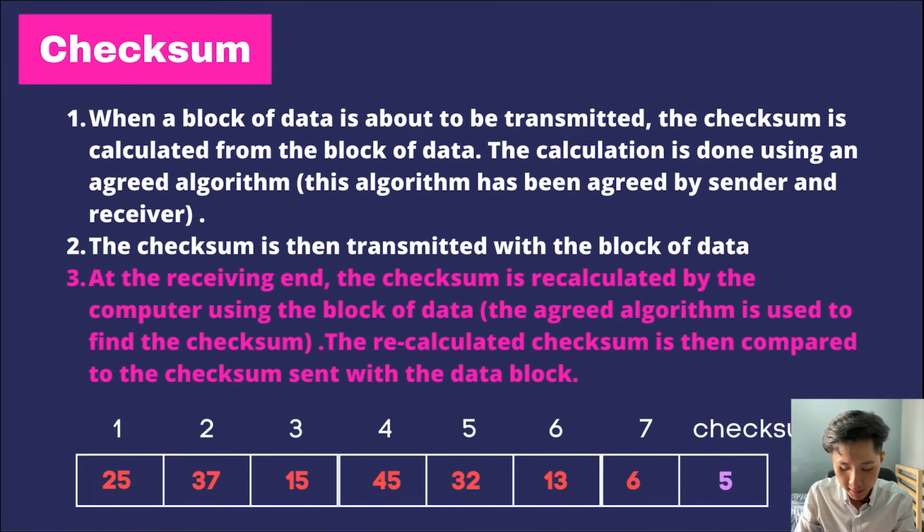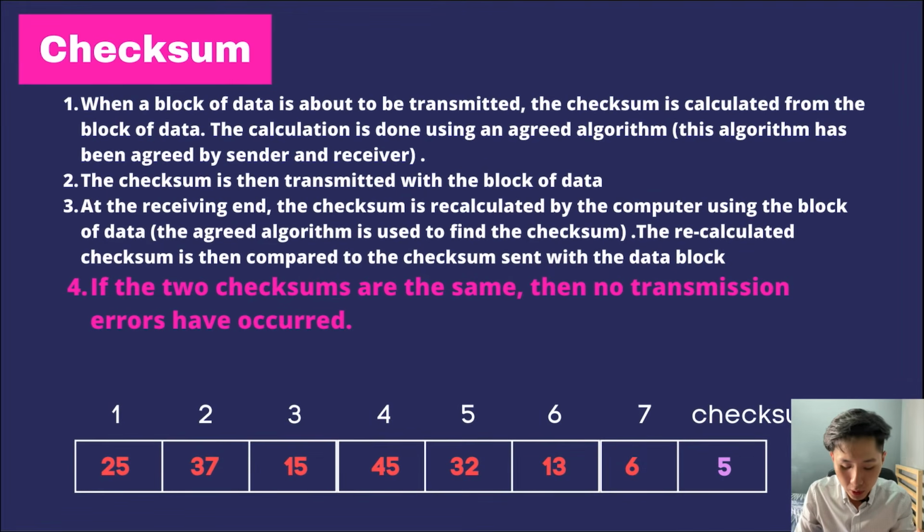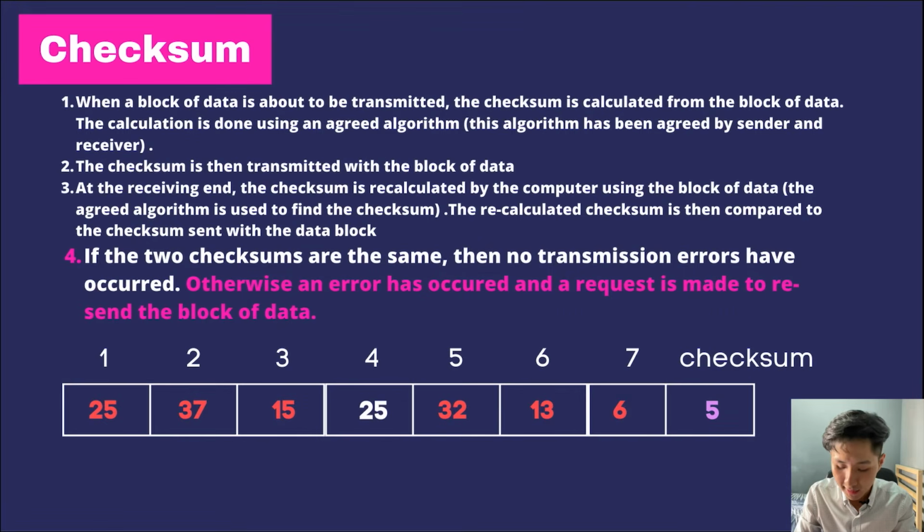And step number 3. At the receiving end, the checksum is recalculated by the computer using the block of data, which means the receiving computer will use the data here to calculate what should be the checksum value. This recalculated checksum is then compared with the checksum value sent. And this is how errors are detected. Because if the two checksums are the same, then no data transmission errors have occurred. However, if an error has occurred, a request will be made to resend the data.